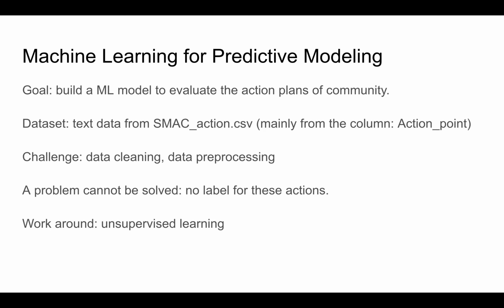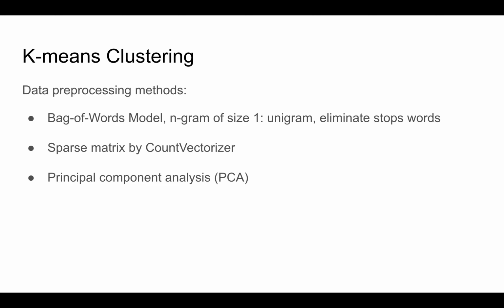But during the process of modeling the text data, I found a problem that cannot be solved, which is that there's no label for these actions, which means I cannot train a model for the evaluation. Instead, I'm going to use unsupervised learning, which does not need any labels. K-means clustering is an unsupervised method to do this job.